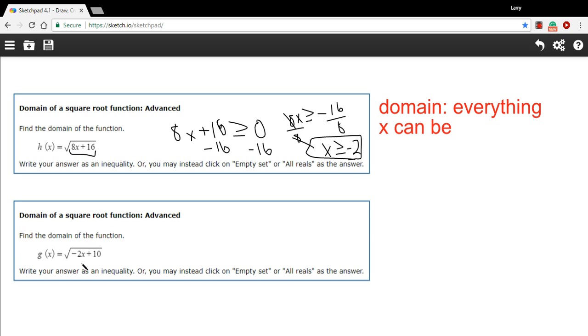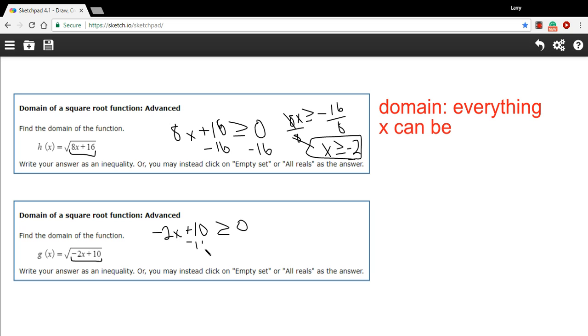One slight complication happens when you have a negative coefficient on x in this kind of situation. I'll show you how that works. Again, we do the same thing. We take what's under the radical sign, so in this case, negative 2x plus 10, and we set that greater than or equal to 0. So this must not be a negative value. Now, we're going to solve for x.